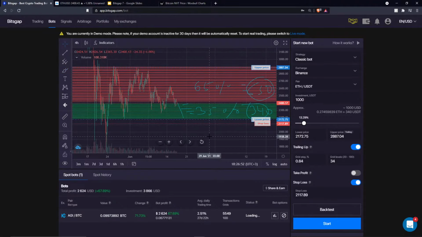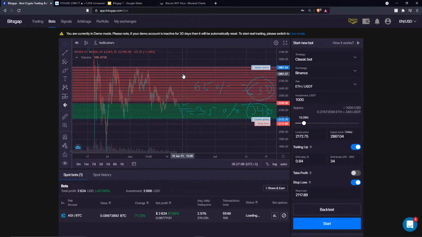The thing about the automated bots is that it splits your investments proportionately, and by doing this it achieves a better dollar cost averaging effect. So you don't buy everything at one price, you have a split of your investment.